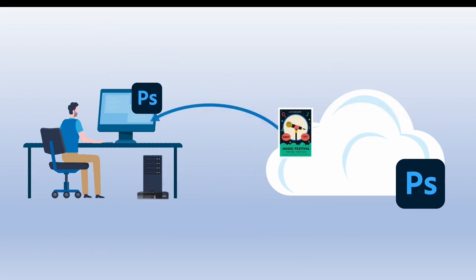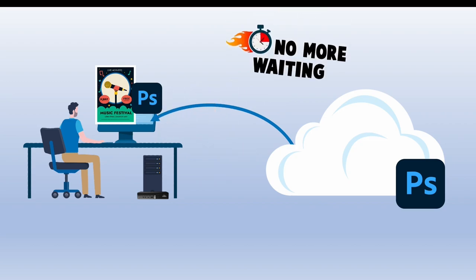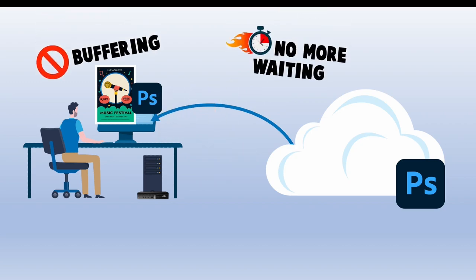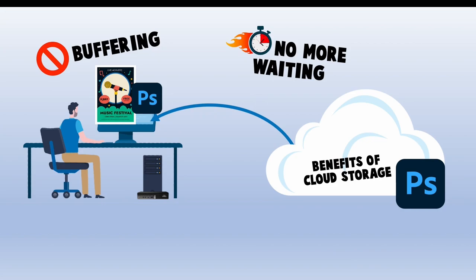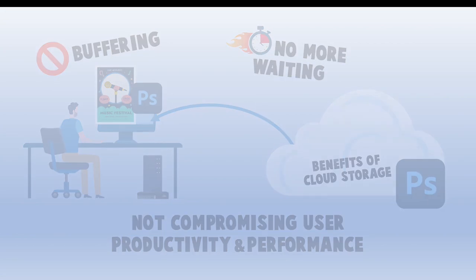To address this challenge, we introduced support for on-demand streaming of files to the CTERA Edge Filer. In other words, you no longer have to wait for the download to complete, or buffer, before starting to work on your file. This feature is extremely valuable for enterprise content services teams editing media files. It allows them to use the benefits of cloud storage while not compromising user productivity and performance.